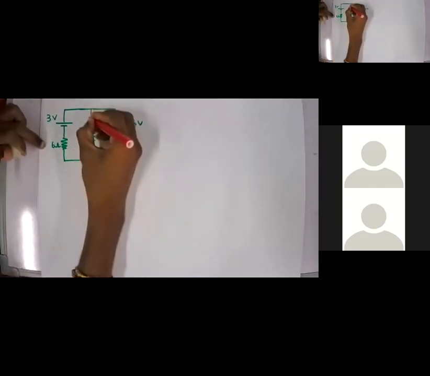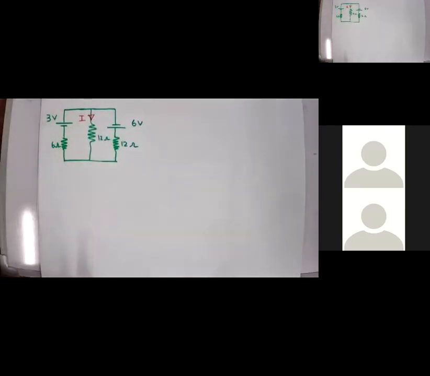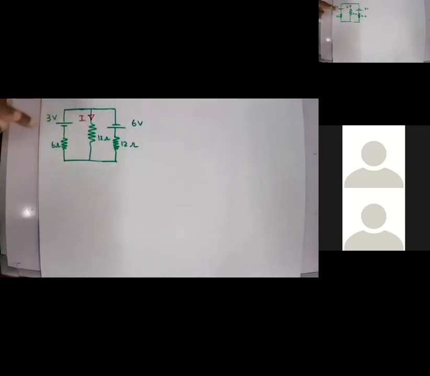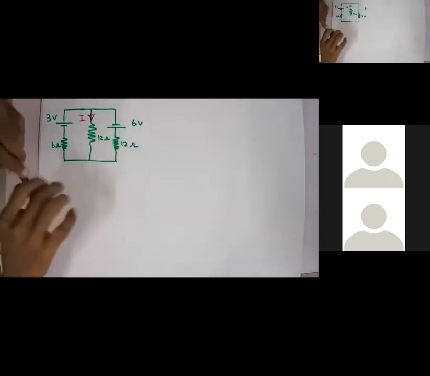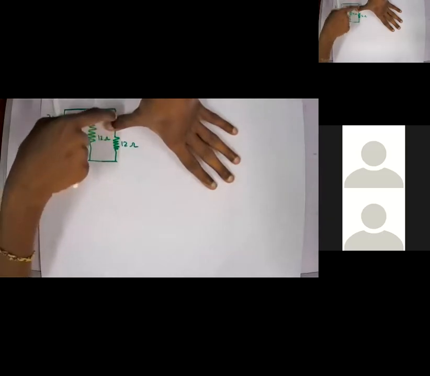Now, the question to you is: calculate the current I through this 12 ohm resistance using the superposition theorem. Of course, you can solve this circuit using nodal analysis, but you have been asked to solve this one using the superposition theorem. What the superposition theorem says is you need to solve the circuit twice. First, you solve it without this voltage source, so the voltage source will be short circuited.